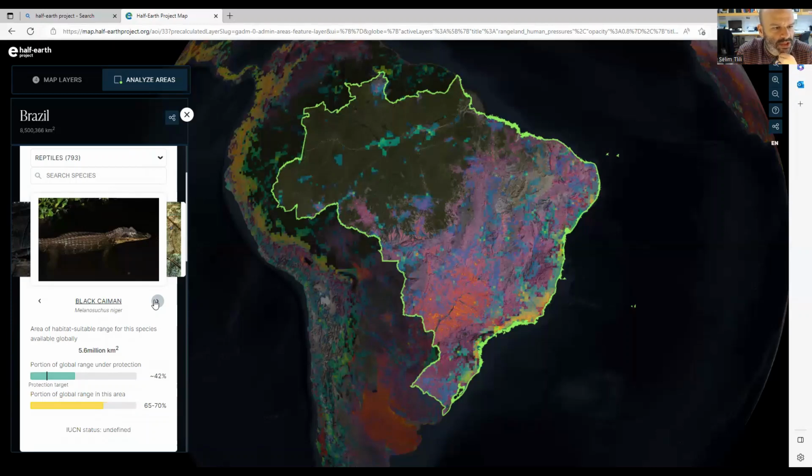So there's some things, again, we can intuit when we look at something like alligators. We would think that their overall range, their ability to operate, is fairly wide given their ability to maneuver. I would want to look at this idea of the portion of their range that is under protection. This idea of under protection is an important concept.